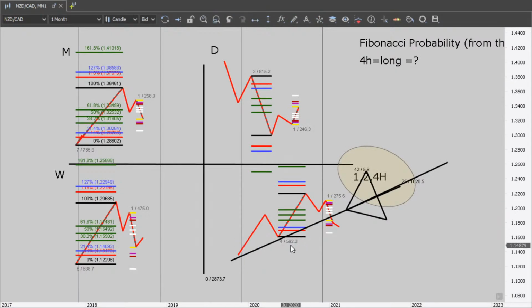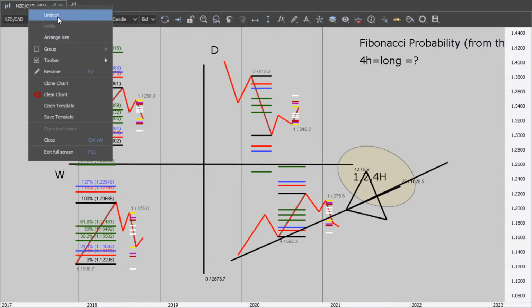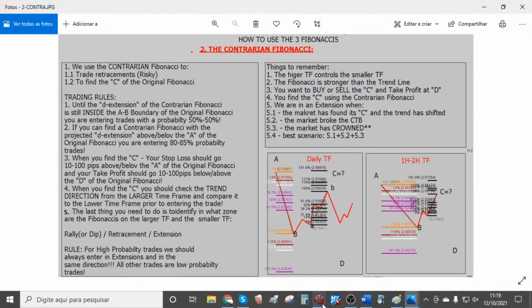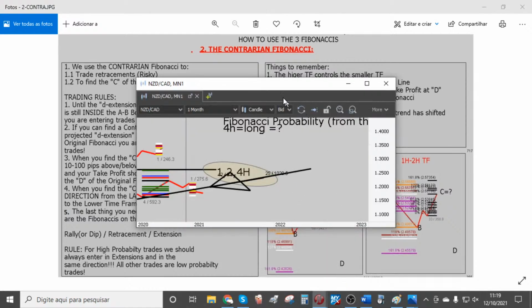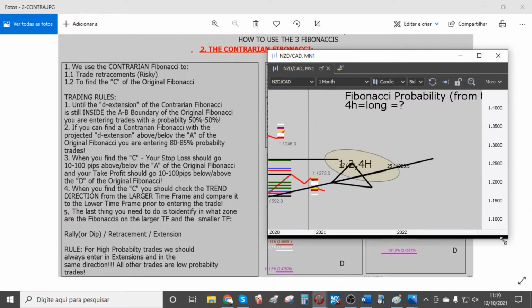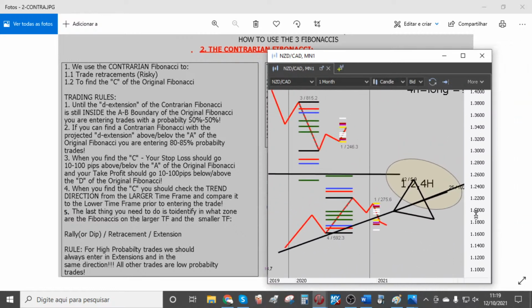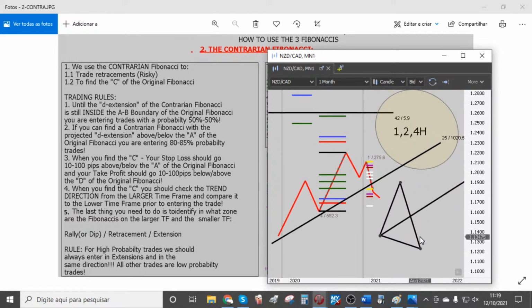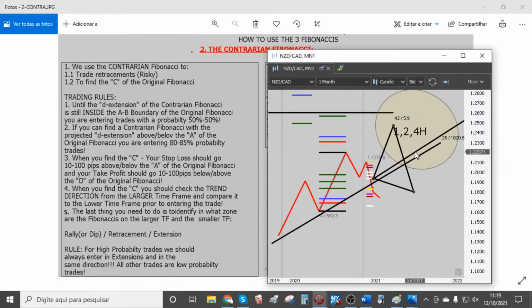the A is down in here, right? In this case, and let me see if I can do this. There you go, right? So this is the 4 hour chart and this is the arrow. Lucas says go long. Now it's saying number 2, if you can find the contrarian Fibonacci, this is the contrarian Fibonacci, with the projected extension below the A.